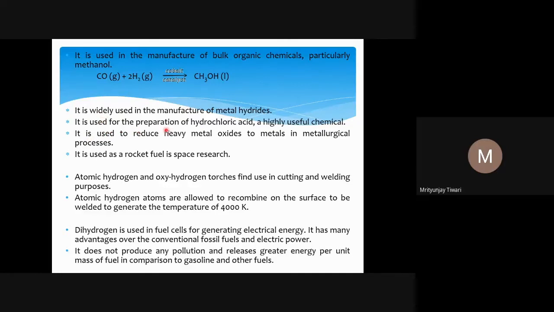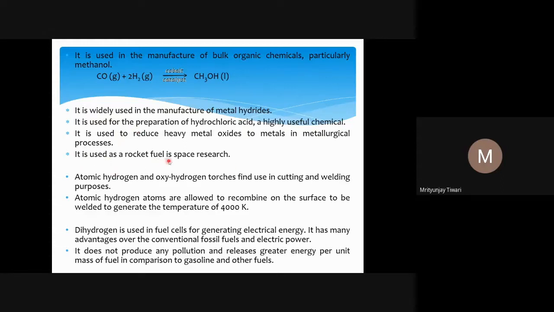Hydrogen is also used in the preparation of hydrochloric acid. We have just seen in the previous question how hydrochloric acid can be formed from hydrogen. And this is a highly useful chemical. It is available in the laboratories, at your desk. It is a very important chemical in very many chemical transformations. Some of them you will see yourself when you do your laboratory courses.